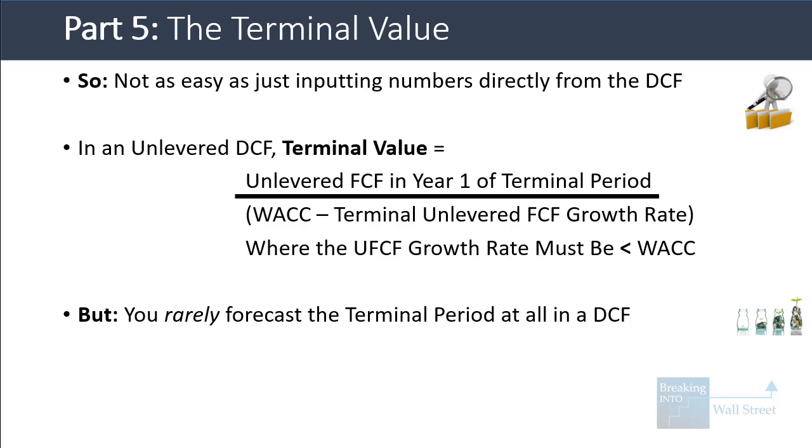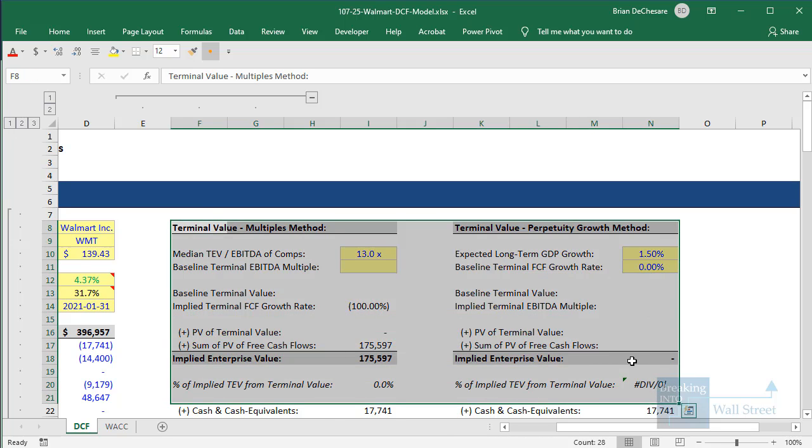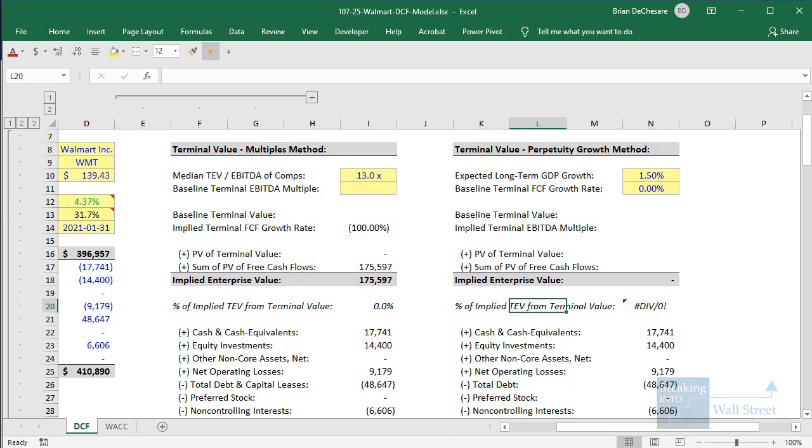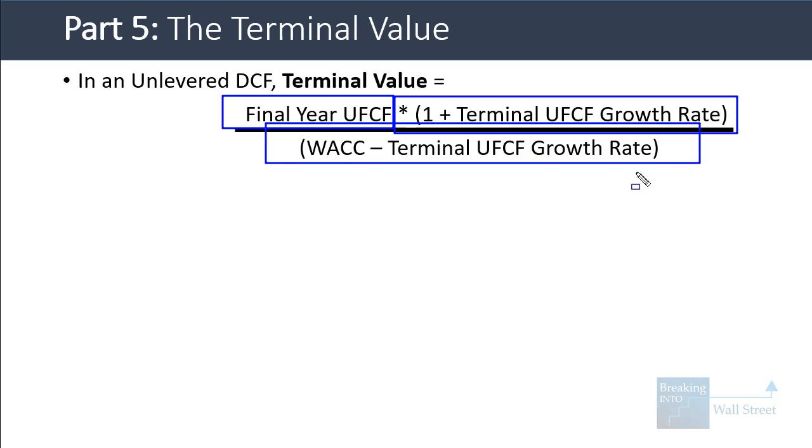Of course, you rarely forecast the terminal period at all in a DCF. At most, you'll do what we did here and just have a brief area up at the top that has these calculations. We can apply a tweaked formula here, and we can just say that the terminal value equals the final year unlevered free cash flow in the explicit forecast period times 1 plus the growth rate, and then we divide by WACC minus that growth rate.